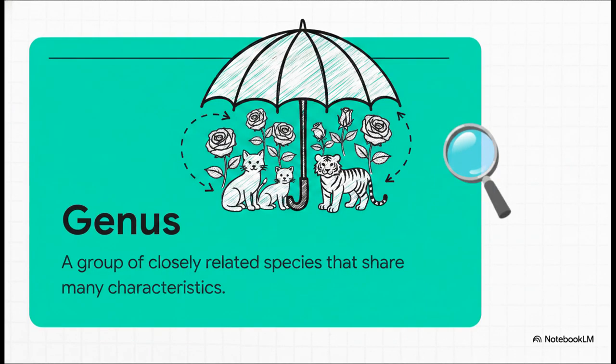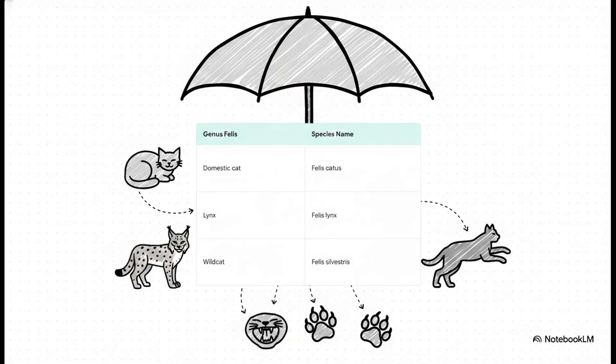Enter the genus. A genus is a group of closely related species. You can think of a genus kind of like a big umbrella. Underneath that one umbrella, you can fit several different species that share a ton of common characteristics. They're like a larger, extended family. They aren't the exact same species, but they are clearly related. Let's look at the genus Felis, which represents the cat family.